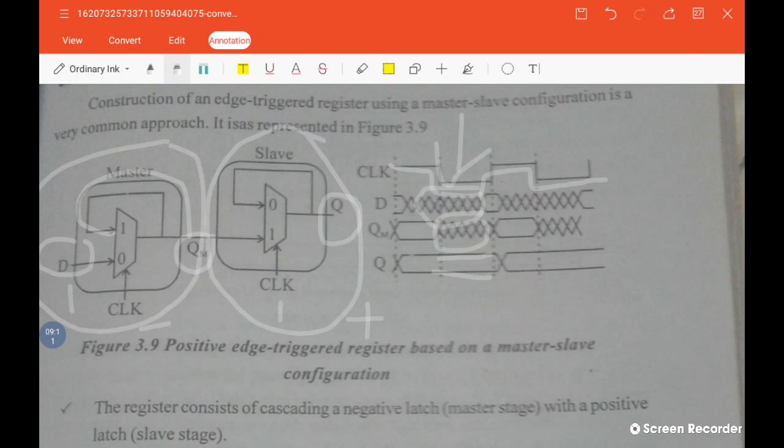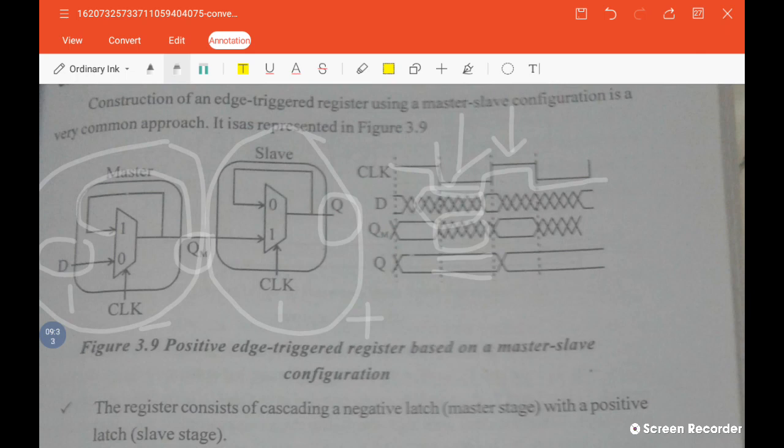It is maintaining a stable output which it holds previously. So we know clearly that when the clock is low, the slave is in hold mode. So it just holds the data. Okay, and then next we'll look into the operation of whenever the clock is high.